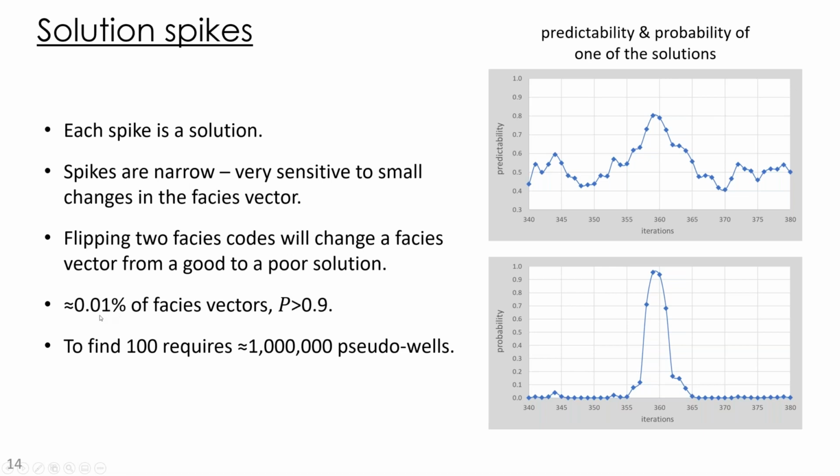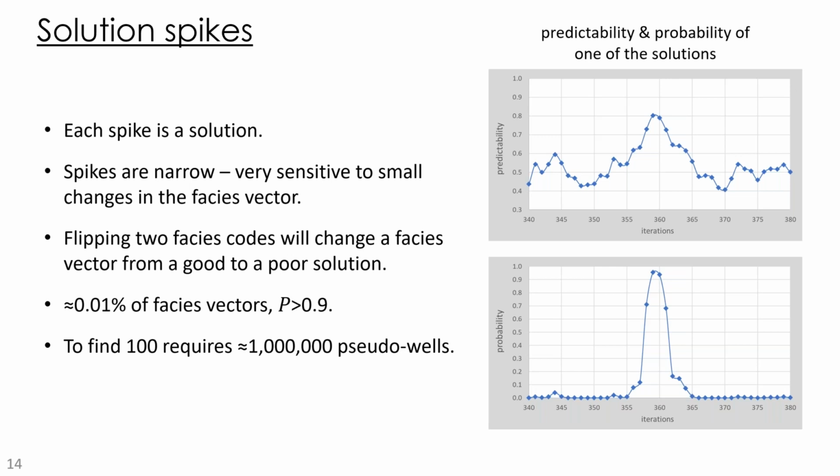And remember, about 0.01% of all the facies vectors have this really high predictability, about 0.9. So that would imply that if we wanted to find 100 of them, which is what we're trying to do here, remember, we're trying to find a representative, unbiased sample of facies vectors, which we can then use to assess the overall probability or the overall uncertainty of predictions. So typically we like to find around about 100. If we can find 100 unbiased facies vectors, that will give a pretty good representation of the uncertainty.